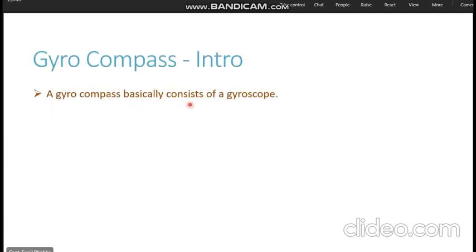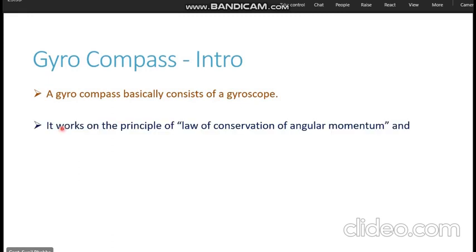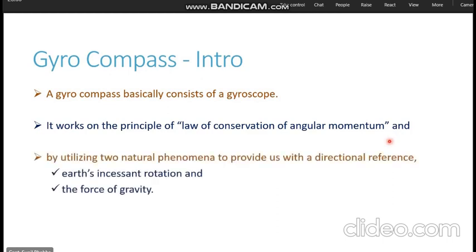We start off with the topic of the gyro compass, which basically consists of a gyroscope. It works on the principle of the law of conservation of angular momentum, and the gyro compass works by utilizing two natural phenomena to provide us with a directional reference. These two natural phenomena are: one, the Earth's continuous rotation around its axis. Earth completes one round around its axis in 24 hours. So this rotation of the Earth is utilized to make a gyro compass. And second is the force of gravity. So these are two universal natural phenomena which are in existence, and in making a gyro compass, we utilize both these phenomena.